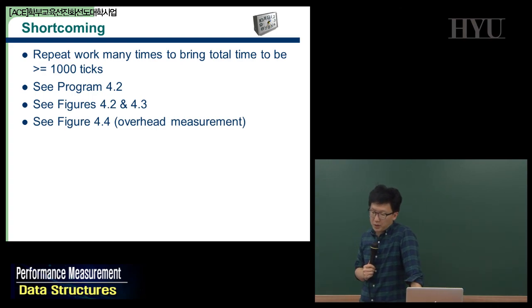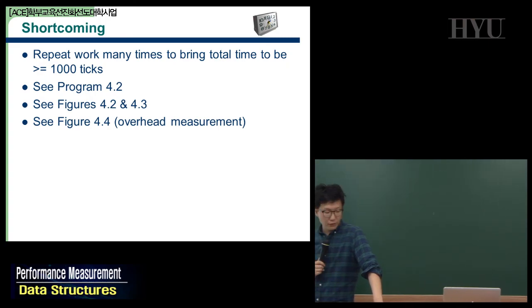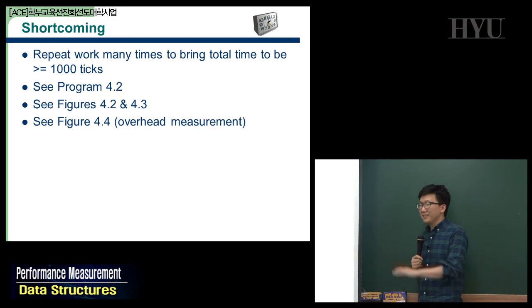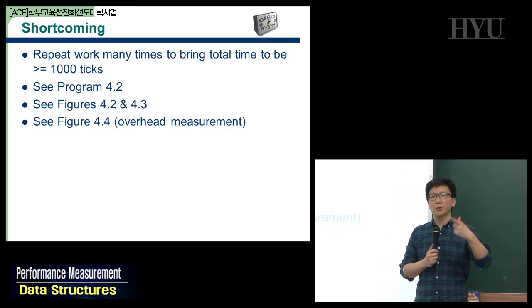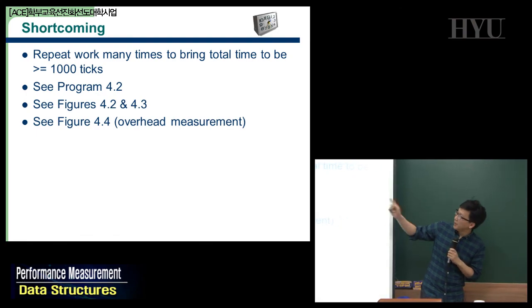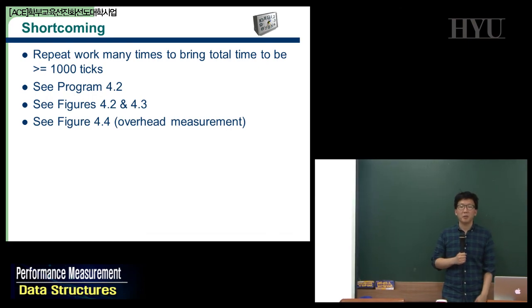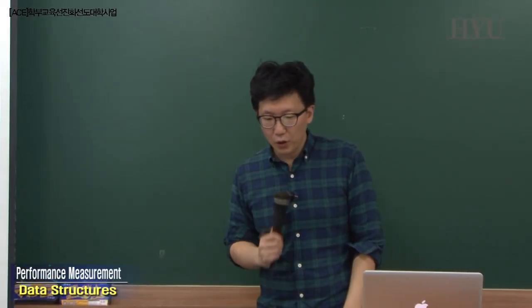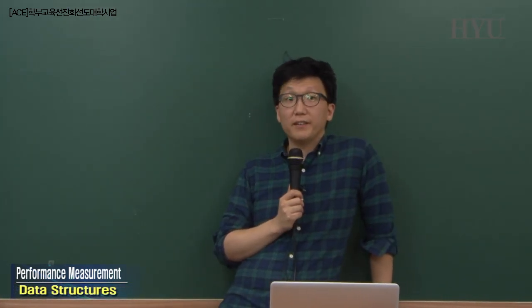So repeat the work many times to bring the total time to be greater than or equal to 100,000 ticks. See program 4.2, figure 4.2, 4.3, 4.4, overhead measurement. Basically these things, like I say, they try to measure over and over again. So you will see a for loop in those programs, 4.2 and related ones. They do it again and again, maybe 1,000 times, less than 1,000 times. What might be the overhead they try to say here? What might be the overhead here?